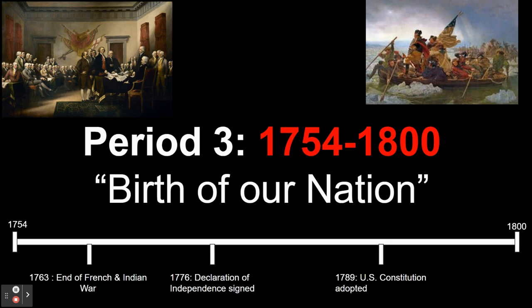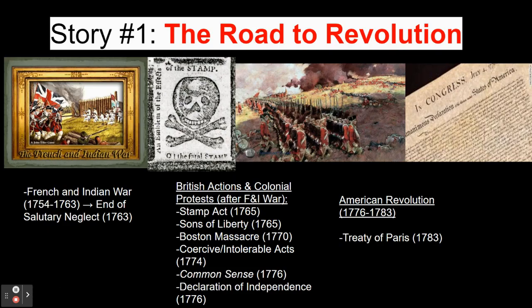So let's talk about what the big stories are that really shaped this time period. All right, so our first important story is the road to the revolution, which is all about the American Revolution and how it came to be. So the colonists were used to having their independence and used to doing things on their own. But that starts to change in 1754 with the French and Indian War.